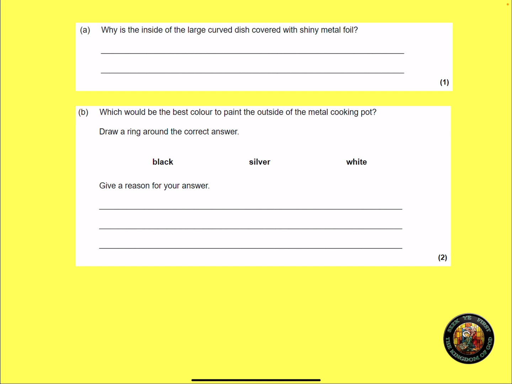Why is the inside of the large curved dish covered with shiny metal foil, for 1 mark, and B, for 2 marks, which would be the best colour to paint the outside of the metal cooking pot? Pause the video and have a go at these.